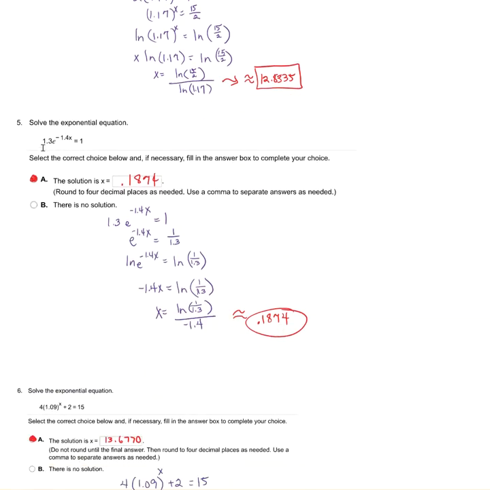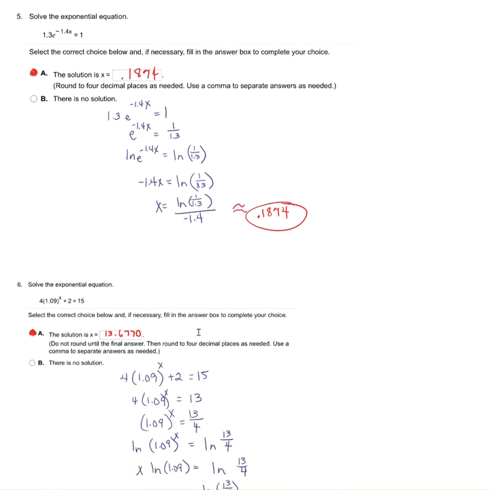Number 5, 1.3 e to the negative 1.4x equals 1. Divide by the 1.3. Isolate that e. Then take ln of both sides. We got that, and that's going to just leave negative 1.4x here. And divide by negative 1.4. So now you're ready to put this in your calculator to get your final answer.